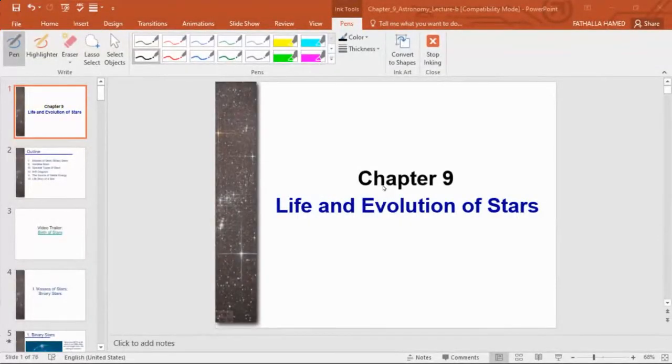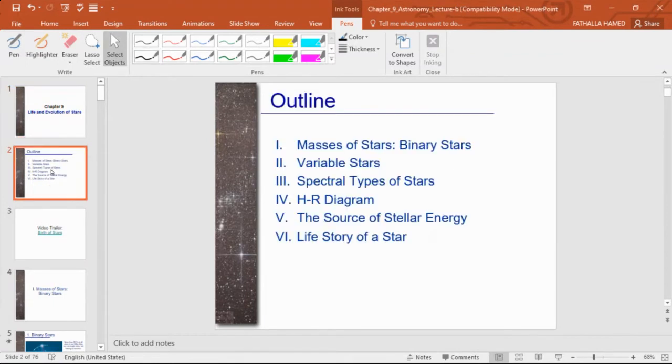Today we're going to start chapter number 9, and in this chapter we talk about life and evolution of stars. We will cover in the first part masses of stars, binary stars. We'll explain what they are. Then the second part, variable stars.